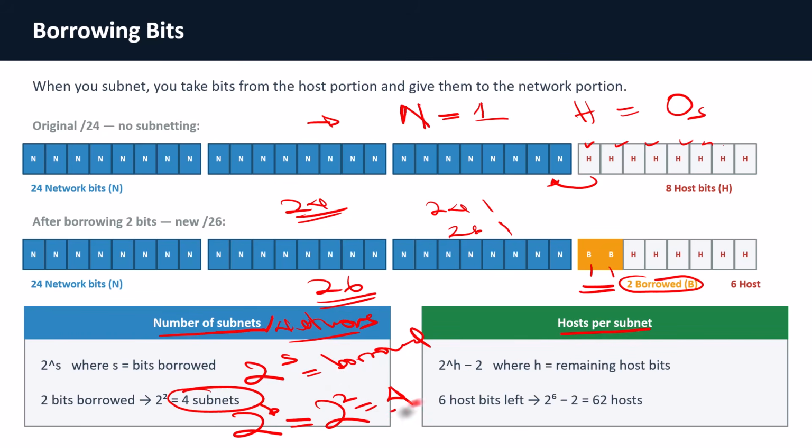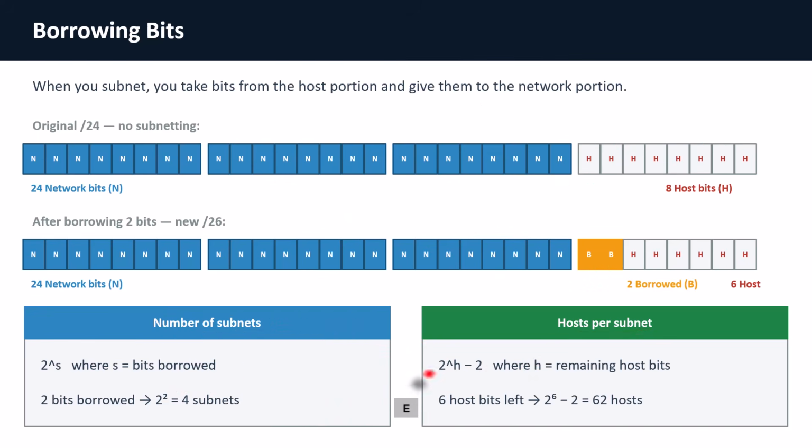Now, for us to determine the number of hosts per subnet, we have created 4 networks. How many hosts are available on each of these 4 networks? For us to determine the number of hosts per these subnets created after borrowing 2 bits, we use our normal formula of 2 to the power h, where h represents the number of host bits. So in our case, initially for a class C network, we had 8 host bits.